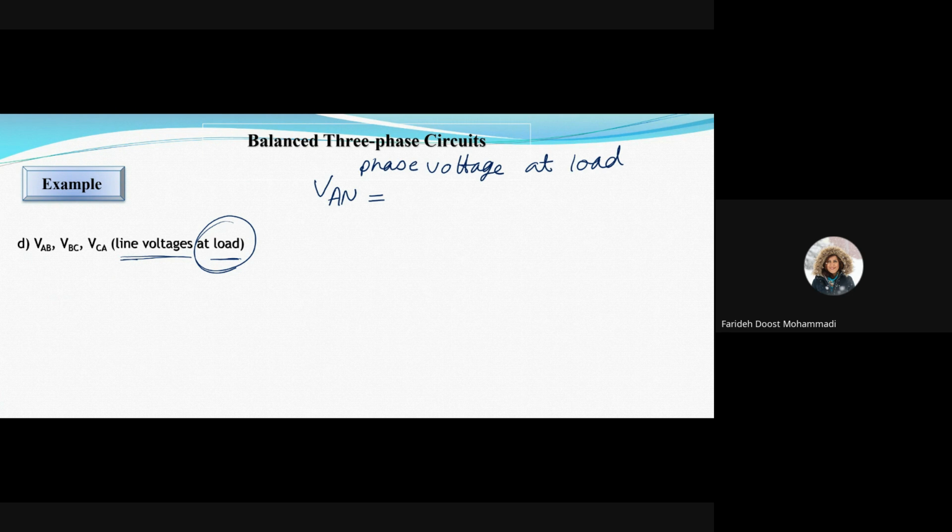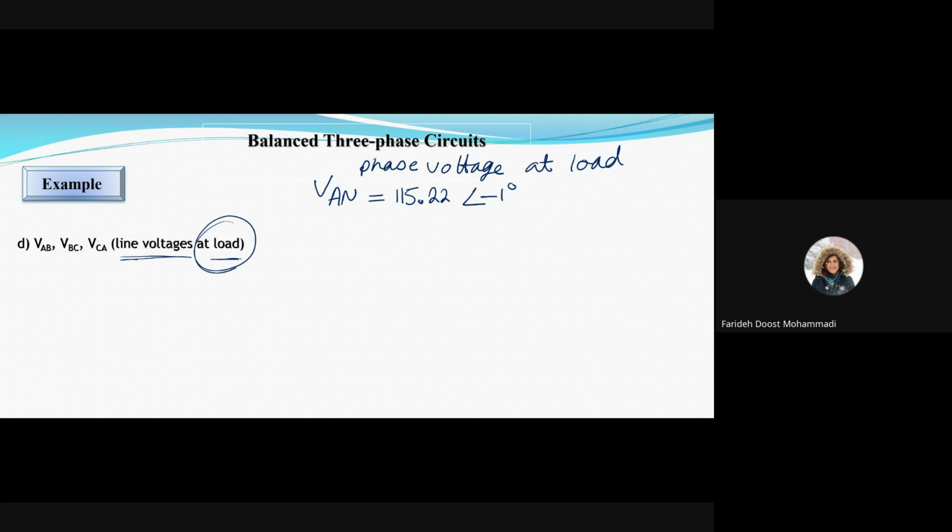The next part of this problem is now asking for the line voltage at the load. So it means that I'm looking for the voltage of the load, but not the phase voltage. It's the line voltage at the load terminal. So if you need the line voltage, all you need to do is solve for VAN, which is the phase voltage at the load. And we calculated this one as 115.22 with an angle of minus 1 degree.